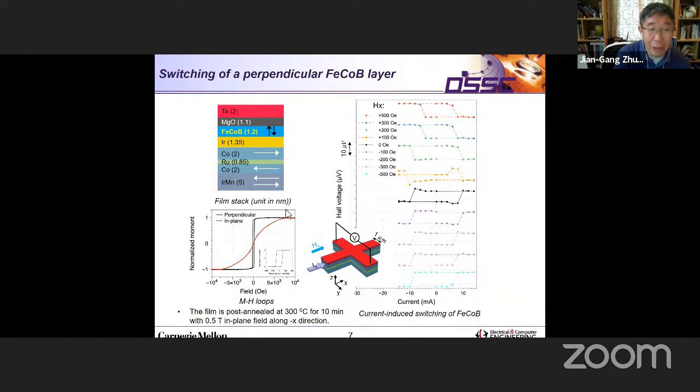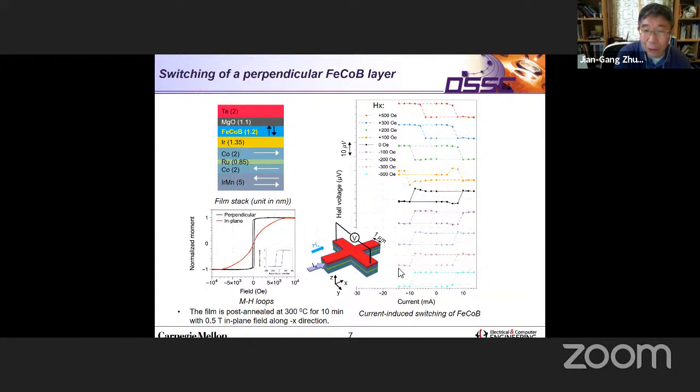So you can see from the film level measurement that the iron cobalt boron has a perpendicular anisotropy, and the red is the in-plane measurement. So you can sort of see what the anisotropy constant is, right? And the inset here is a blow up of this perpendicular loop of the iron cobalt boron.